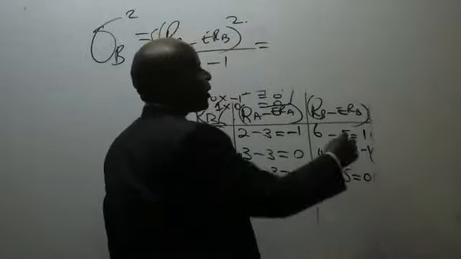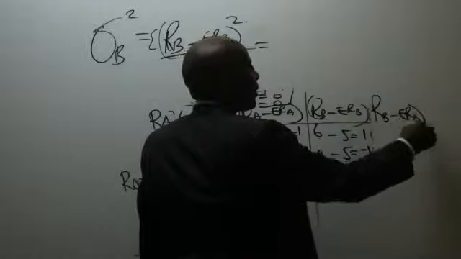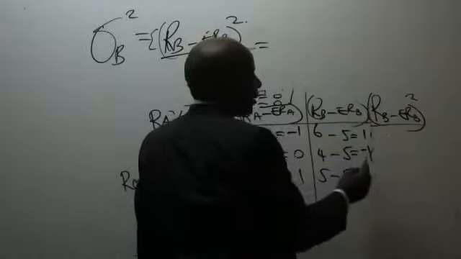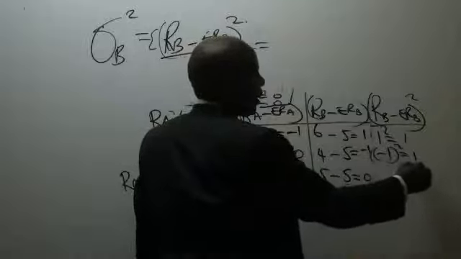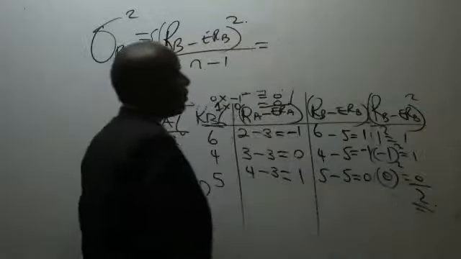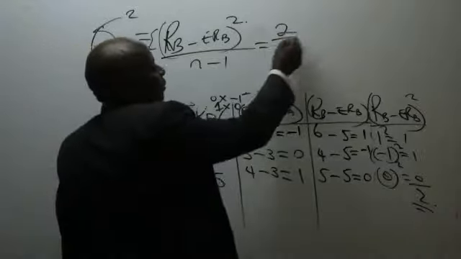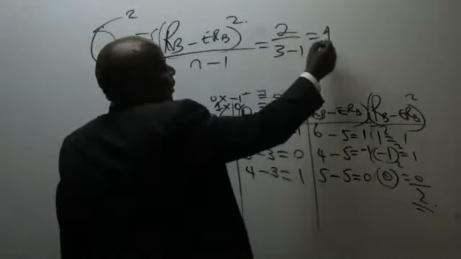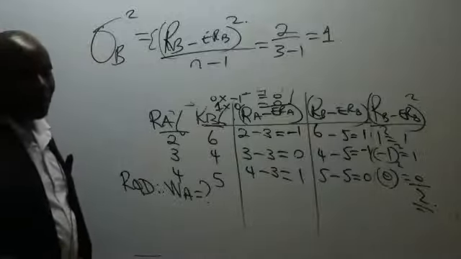So I'll create a column here, RB minus ERB squared. Right? So we have here 1 squared is 1, minus 1 squared is 1. Then we have 0 squared is 0, like that, which will end up giving me what summation there? 2. So then we have here 2 divided by 3 minus 1, which will end up giving me 1.